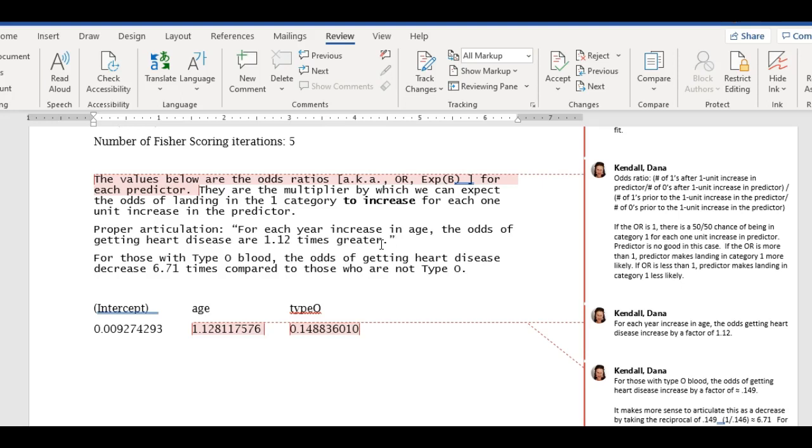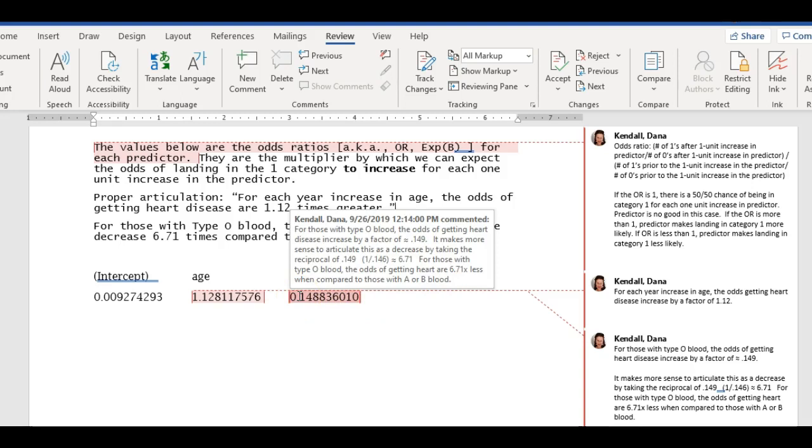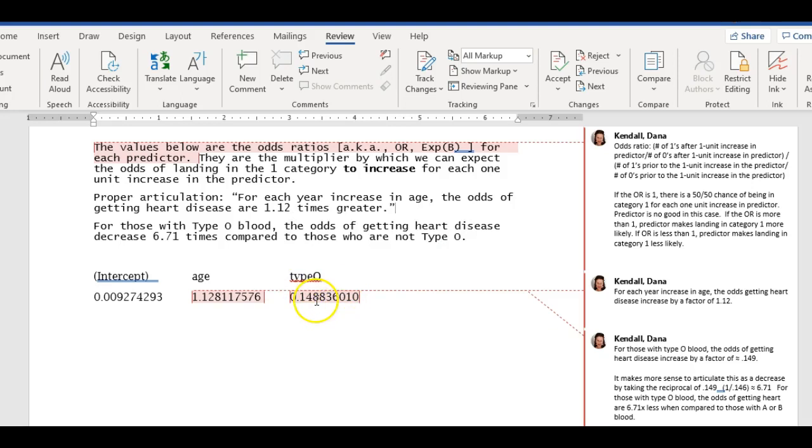And so let me just be clear. If on an exam you just stuck in a value lower than 1 here, and then just said times greater, that would be fine. It would just be a little confusing for the reader, but I'm sure people have worded it that way, and it would be correct, right? So no deductions for that. But for an OR that is less than 1, this is where logistic regression is kind of confusing, let's just be honest. If it's less than 1, what you would say is the reciprocal of this, and that gets you to the amount of decrease.